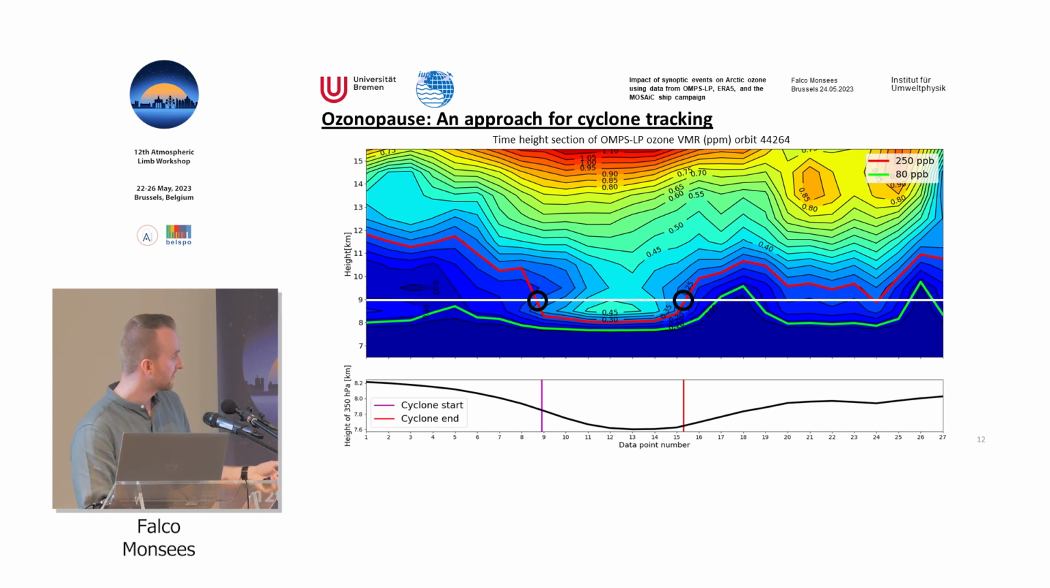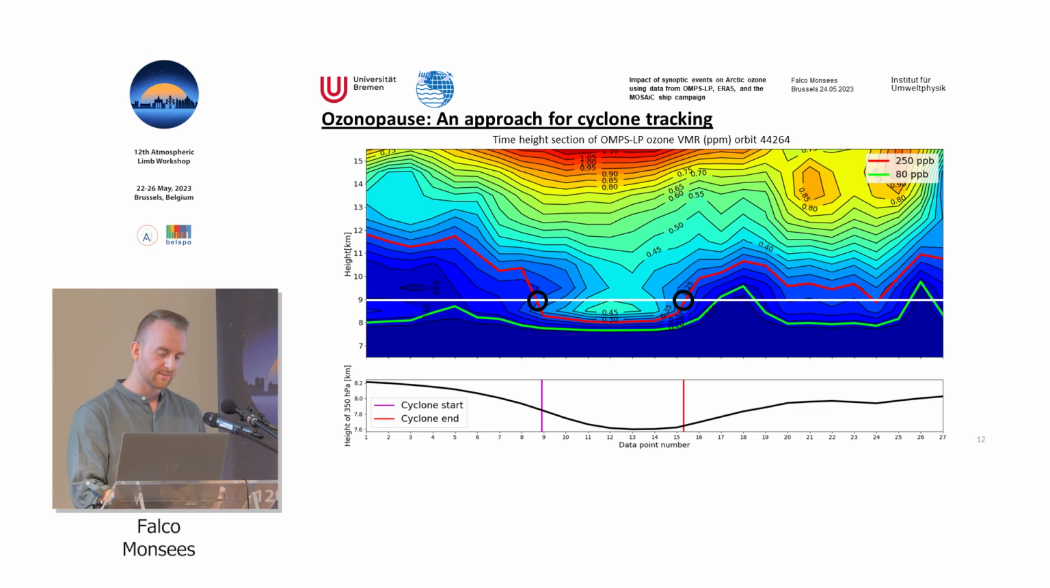So as you can see here, the definition was if the 250 parts per billion ozone level, so the ozonopause, sinks below 9 kilometers and stays below 9 kilometers for at least 5 measure points, it is defined as a cyclone start. And if it then rises again to above 9 kilometers, it is defined as the cyclone end.